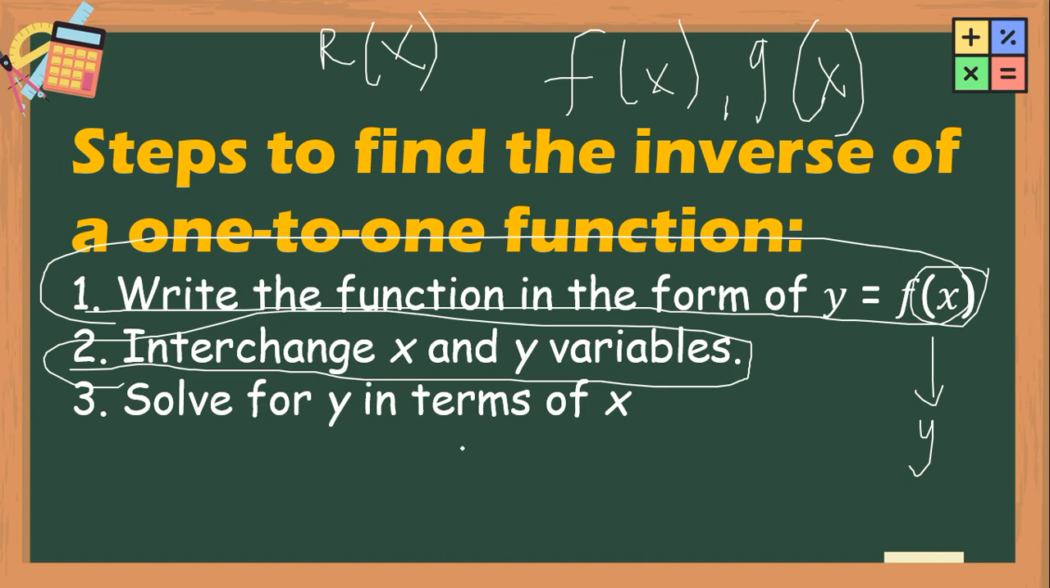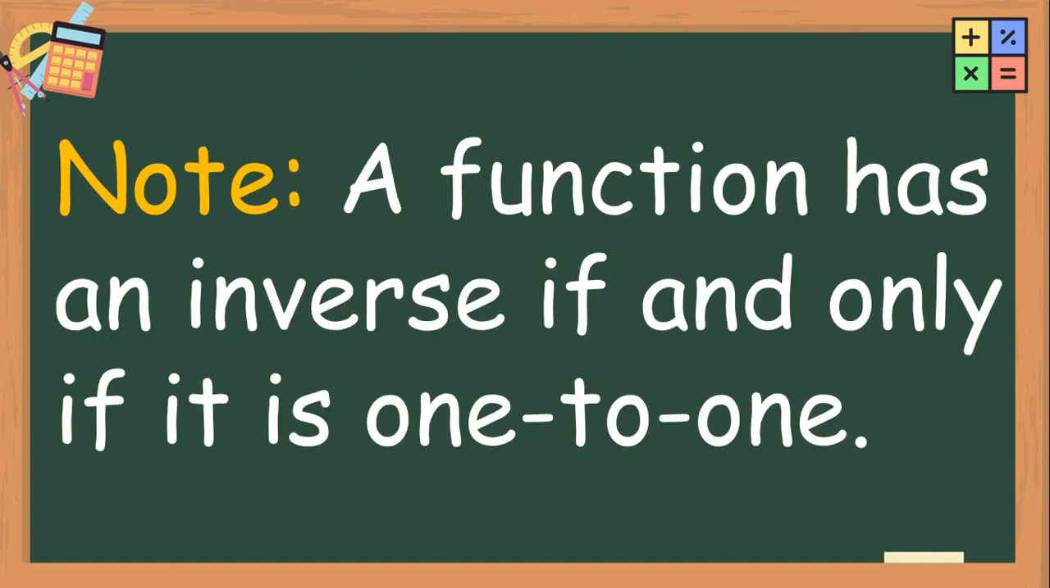Kung ano yung nasa y mo sa kabila, palitan mo ng x. Then solve for y in terms of x. So ito na yung solve for y in terms of x. Kukunin mo na yung value ng y. Okay? So dapat lahat ng kukunin mo is value lang ng y ang matitira. Yeah, so these are the 3 steps to find the inverse of the one-to-one function.